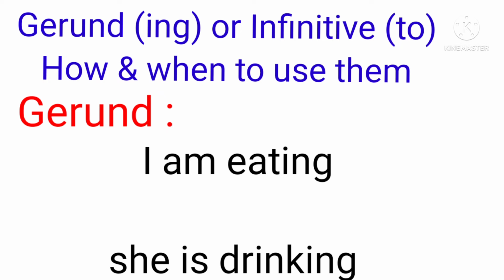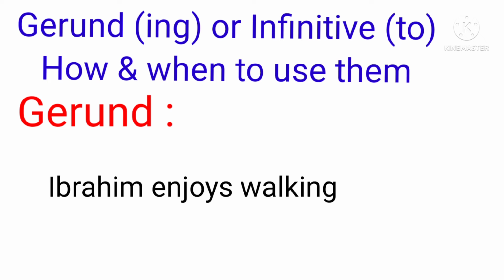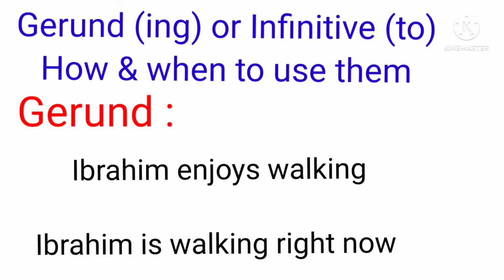A gerund always acts as a noun or noun phrase, never as a verb. For example, Ibrahim enjoyed walking. Walking is acting as the object of the sentence. Take a look at these two sentences. Ibrahim enjoyed walking. Ibrahim is walking right now.